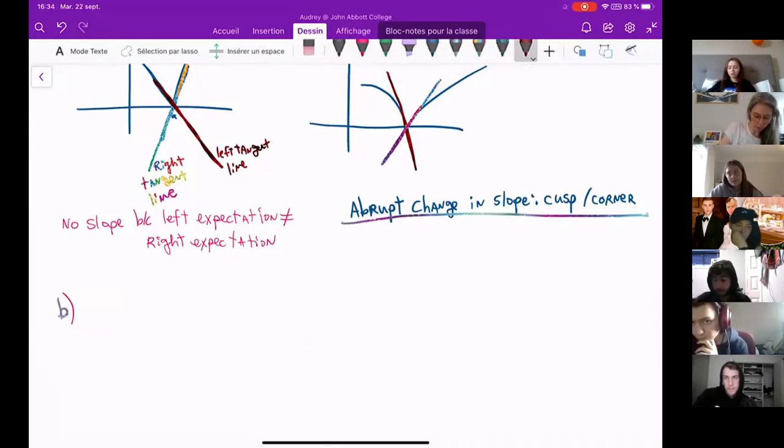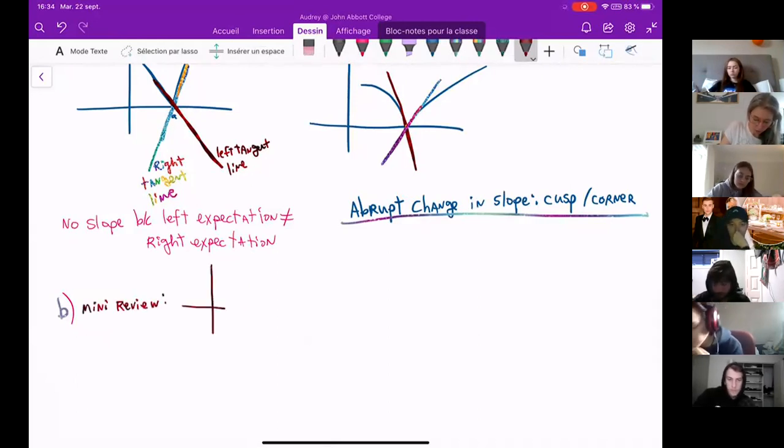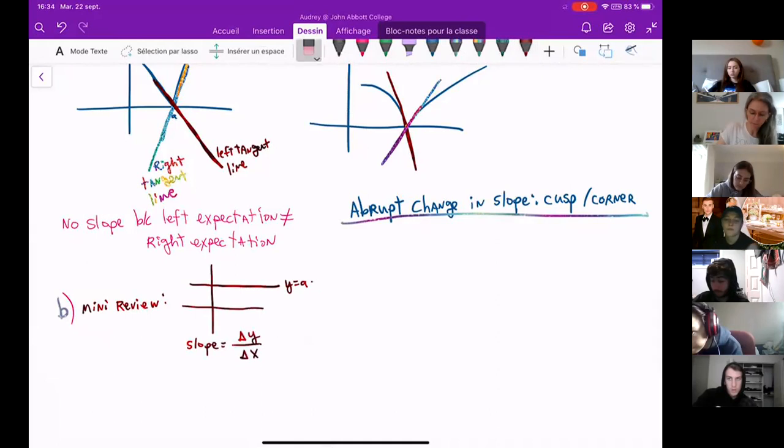So we're gonna do a mini review here. If I have a horizontal line, so that's like y is equal to a. Remember that slope is equal to change in y over change in x, right? What's the change in y here? 0. You got it. There is no change in y. So this is equal to 0.